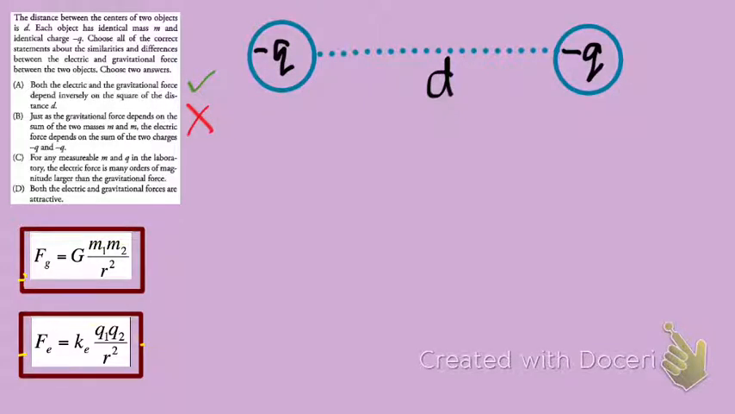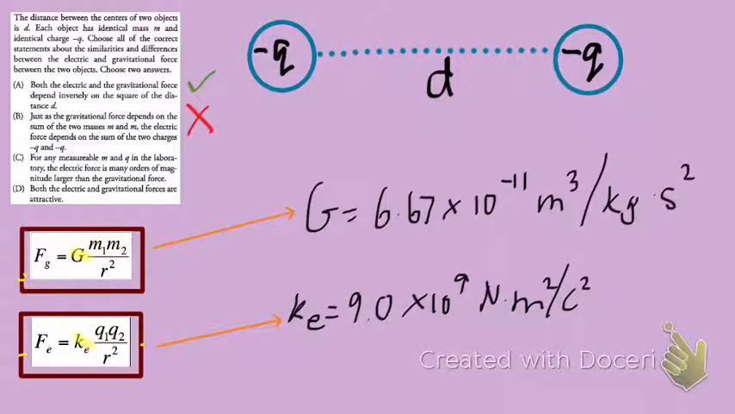For any measurable m and q in the laboratory, the electric force is many orders of magnitude larger than the gravitational force. We haven't quite looked at the constants yet. This constant, G, is the universal gravitational constant, and this constant, k electrostatic, is Coulomb's law constant. And these are the values for the constants respectively.